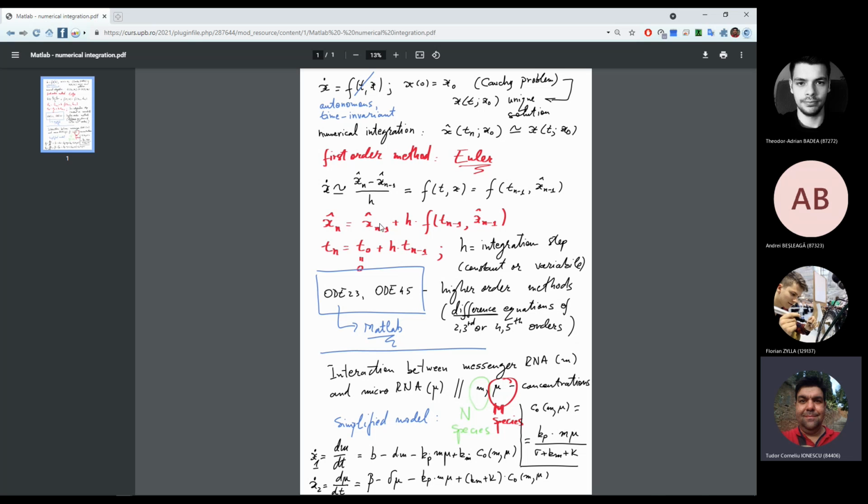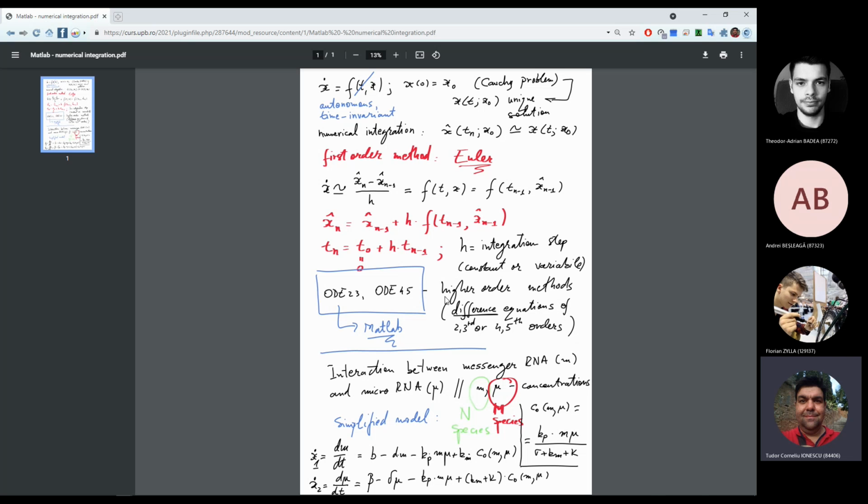Xn is xn minus 1 plus h times the solution at the previous step, okay? And the moment in time Tn is T0 plus the step times the time at moment n minus 1. H is the integration step. This can be constant or variable. And we have methods ODE 2.3 and ODE 4.5 in MATLAB.